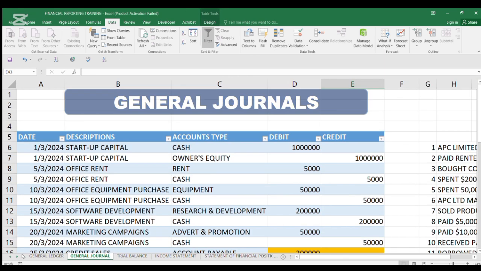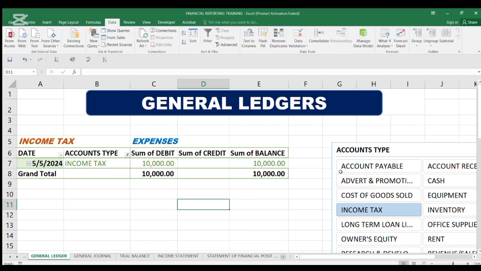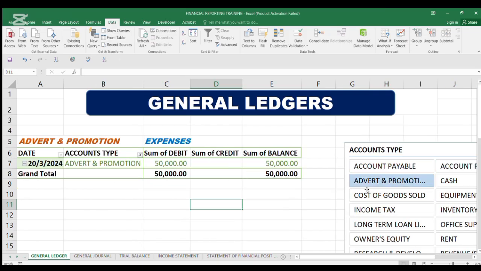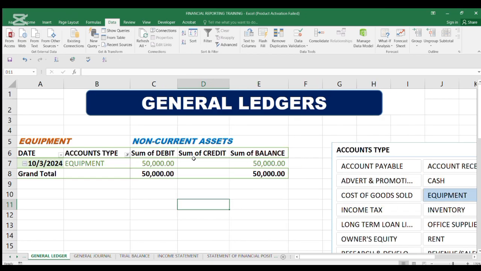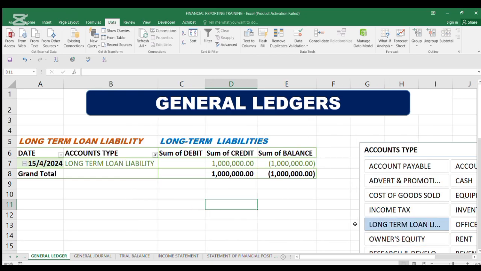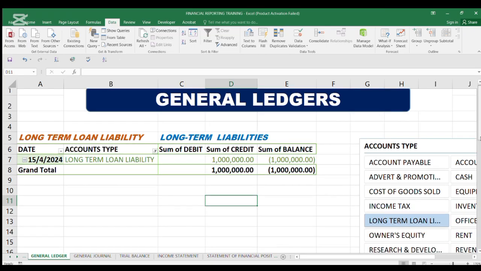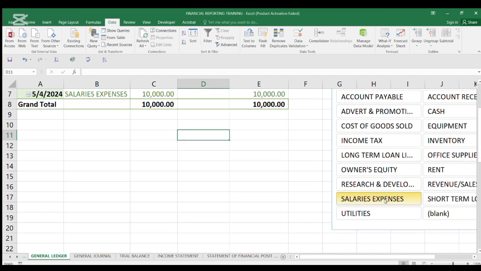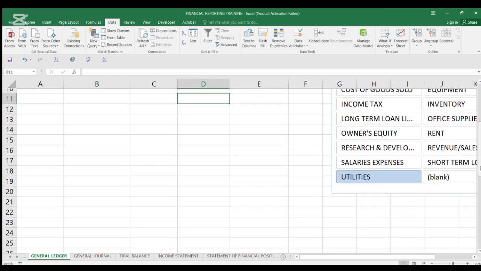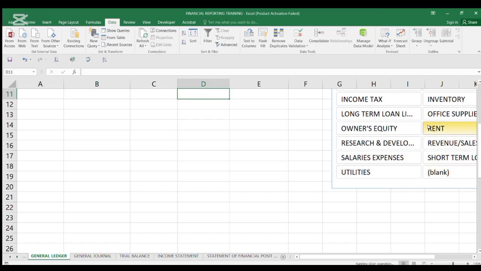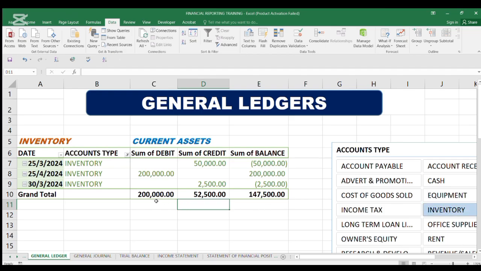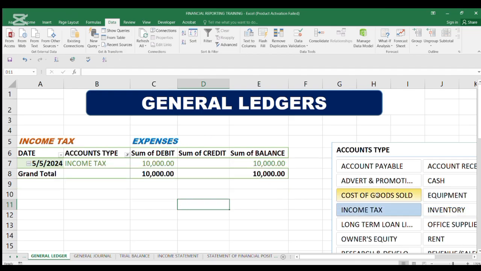So we'll go back to the ledgers, how the ledgers are affected individually. You can see, look at the income tax. At a click, after posting all the transaction, you can see now this is account payable, this is advert and promotion account, this is equipment account, non-current asset. You can see long-term liability account. You can see this is salary account. I go back, look at the salary account, look at utility. You can see the utility here. We have rent account. Look at rent account. Look at inventory. This is inventory account. You can see them. So everything is set.